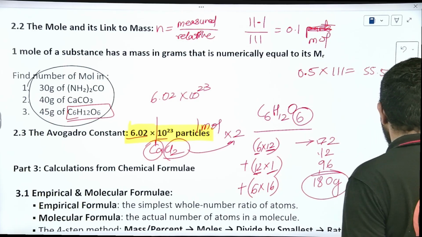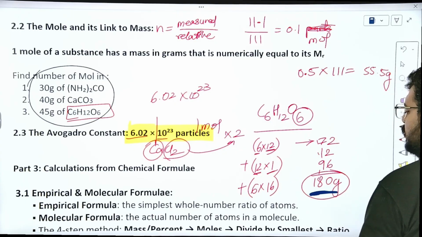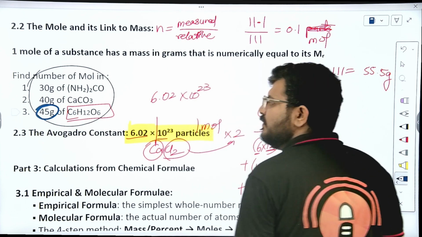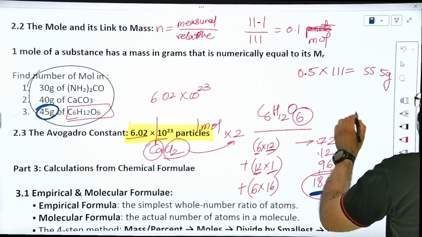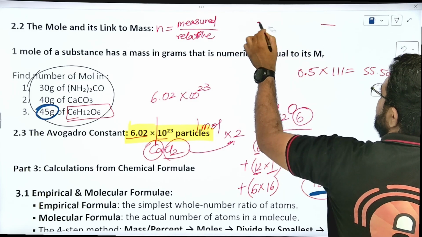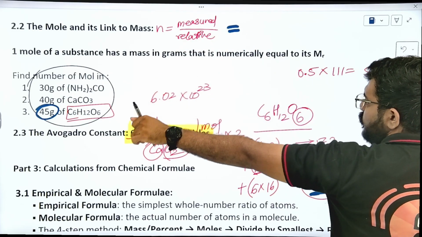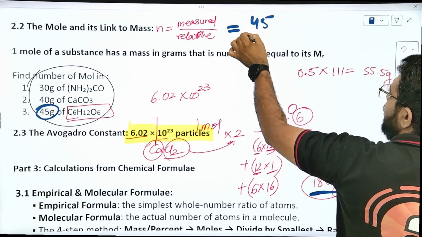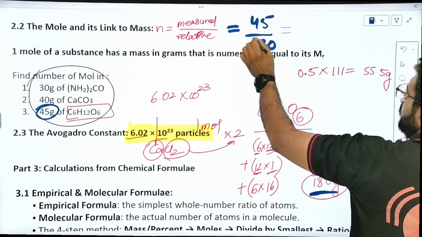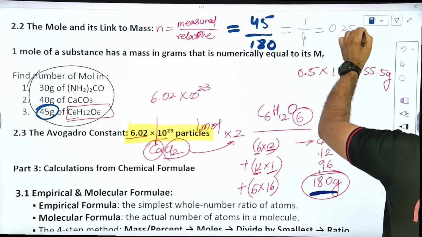So let's do one of them for our example. Glucose has relative mass of 180. Measured mass of glucose in our example is 45. Okay, so let's find some space over here. Can I write that for glucose measured mass is 45, relative mass is 180? So I will find that the number of moles is 1 by 4, which is equal to 0.25 mole.